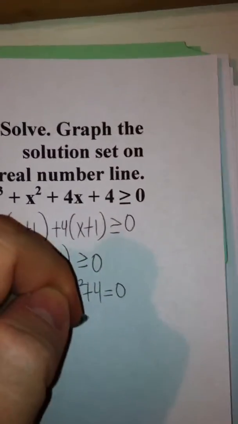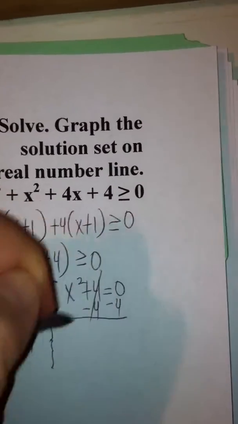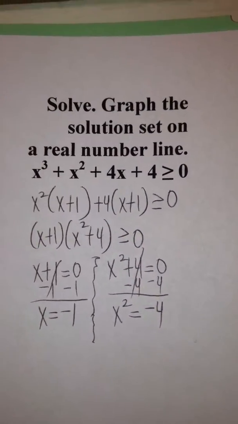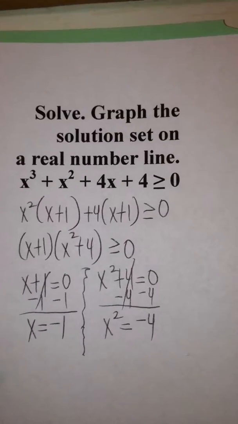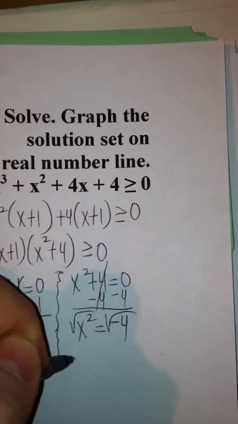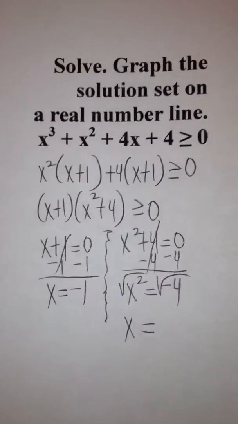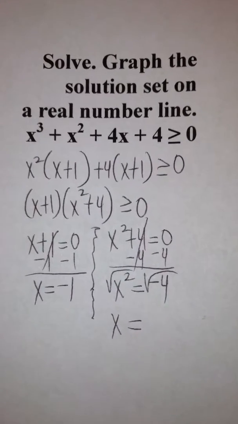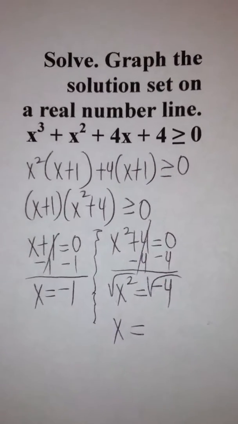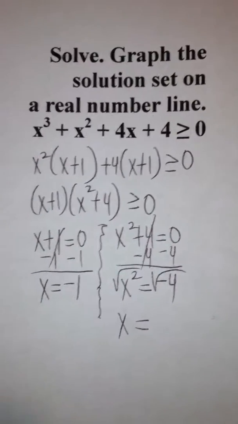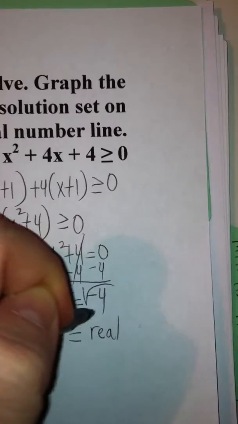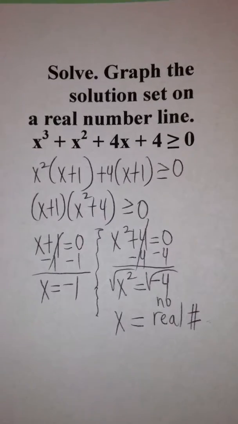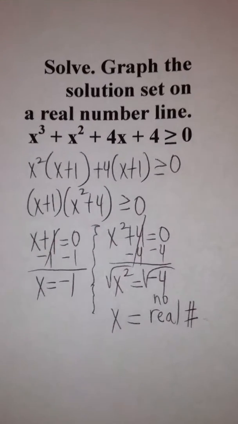Second part, second equation, we subtract 4 from both sides. So we have x squared equal negative 4. To solve for x, you know to take the square root of both sides. You know that a negative inside the radical, inside of a square root, becomes an imaginary number. So therefore, we do not have a real number for the second part. So our only test point is x equal to negative 1.